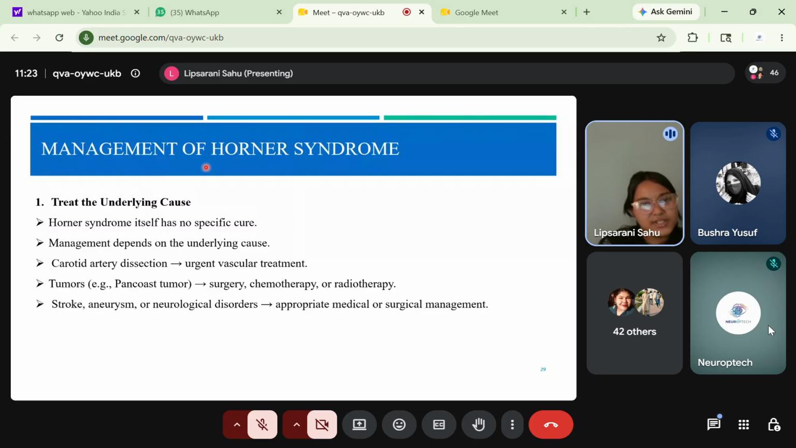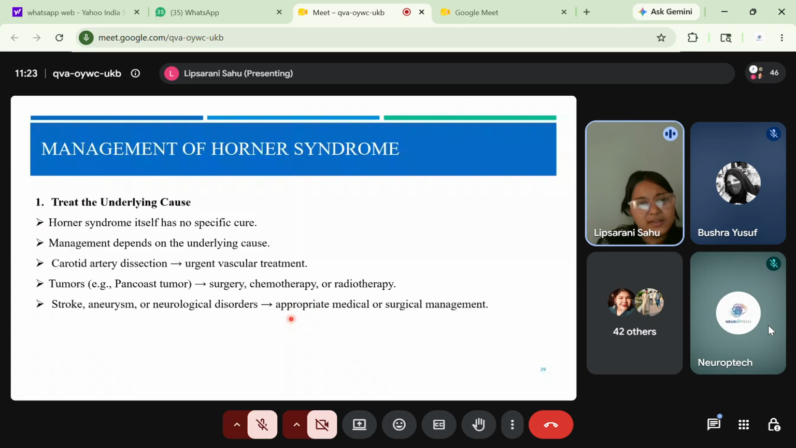First, we have to treat the underlying cause, for example, carotid artery dissection. We have to refer the patient for urgent vascular treatment. And in tumors, we can suggest the patient for surgery, chemotherapy, or radiotherapy, etc. And in stroke, aneurysm, and neurological disorder, appropriate medical and surgical management can be required.